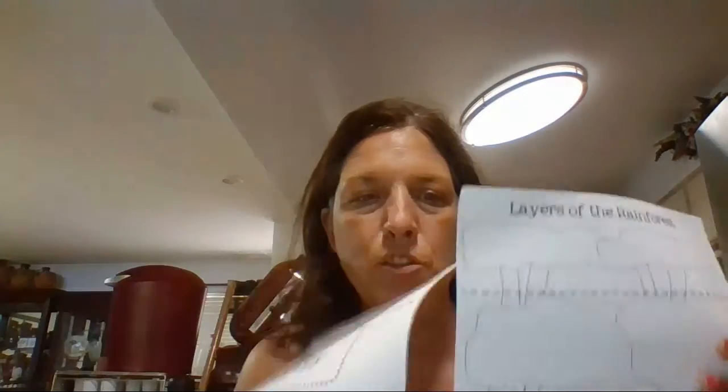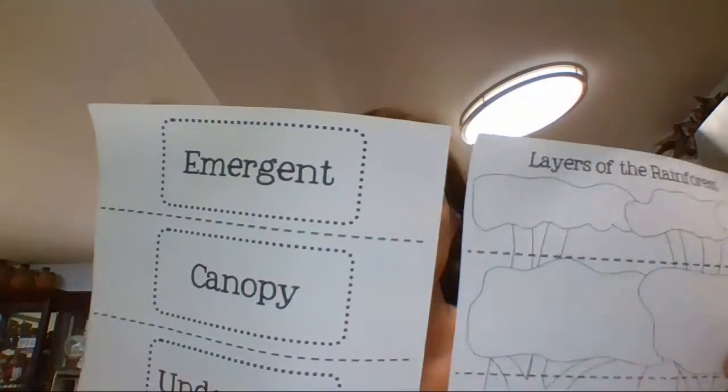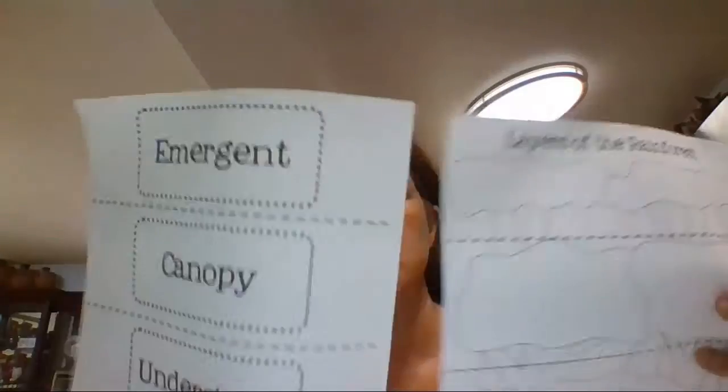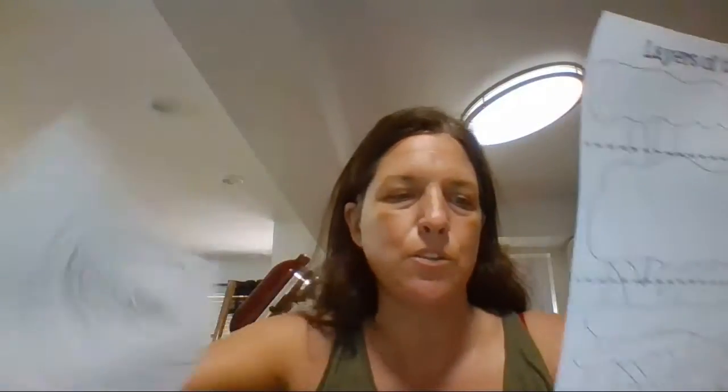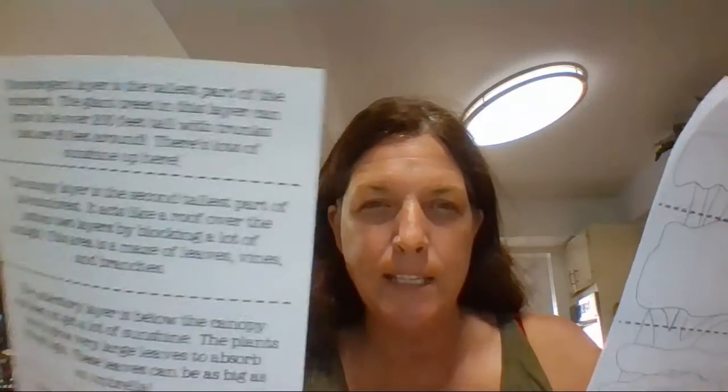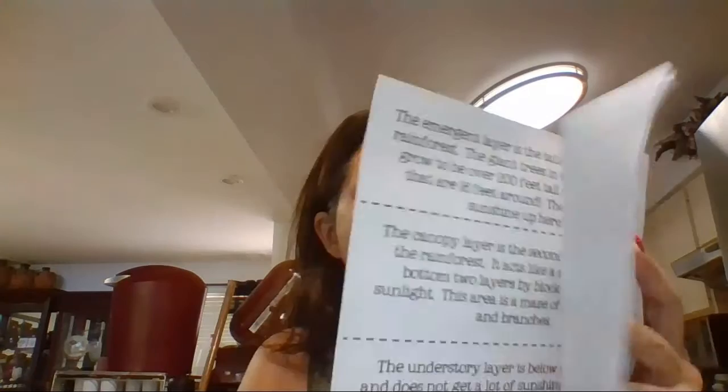Okay? The page that goes behind it tells you what layer of the rainforest it is. It goes right behind it. So the top one's emergent, the next one's canopy, the next one's understory, the bottom one's forest floor, which you're going to be reading about. And then this one that goes behind that tells you all about that layer.